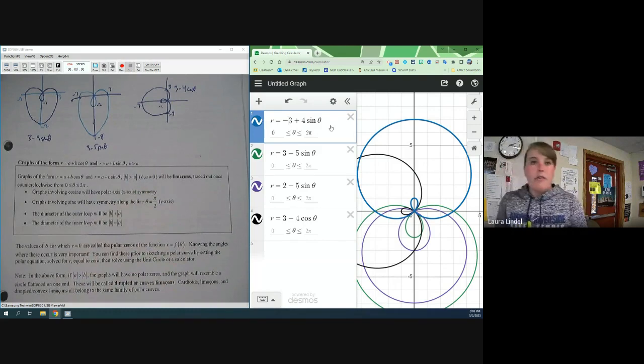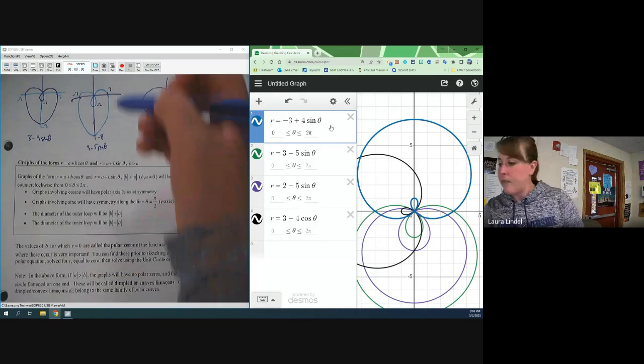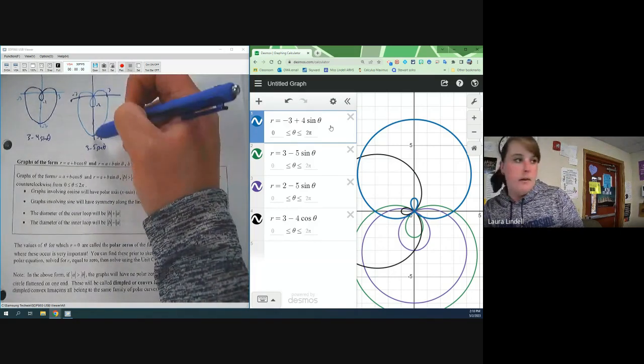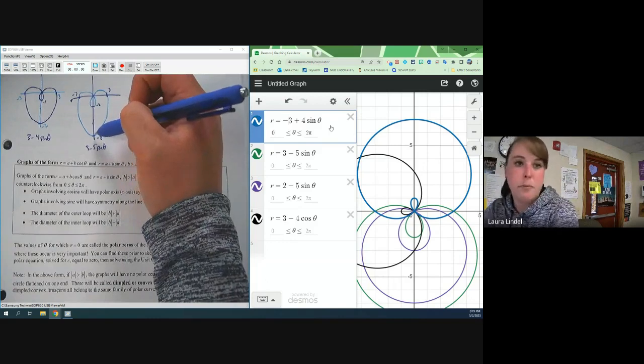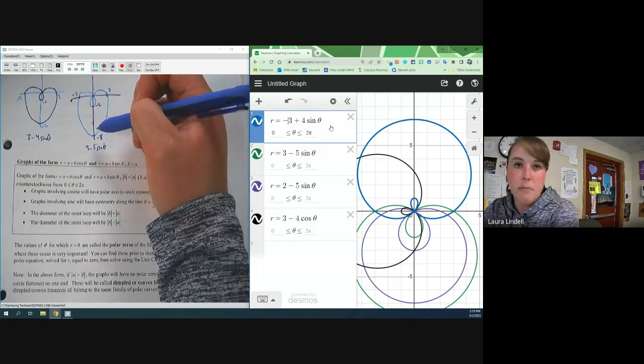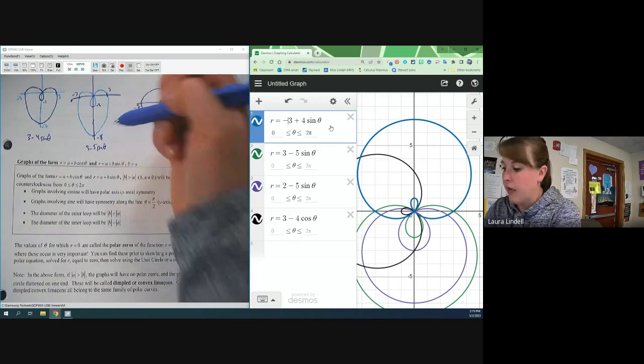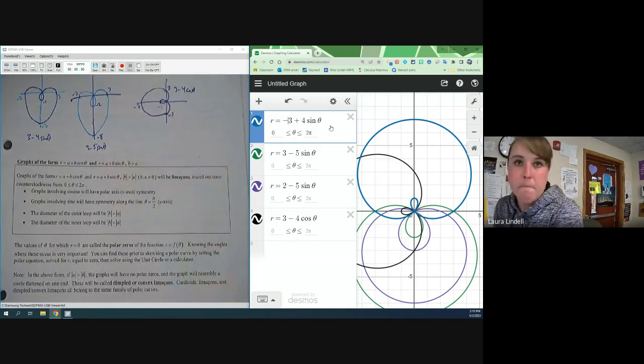Let's see, graphs involving cosine, again, are going to have x-axis or polar axis symmetry. Graphs involving sine are going to have symmetry along theta equals pi over 2, or the y-axis. The diameter of the outer loop, so from the pole all the way down to the bottom of the outer loop, is going to be the sum of b and a, if you use absolute value of b plus absolute value of a.